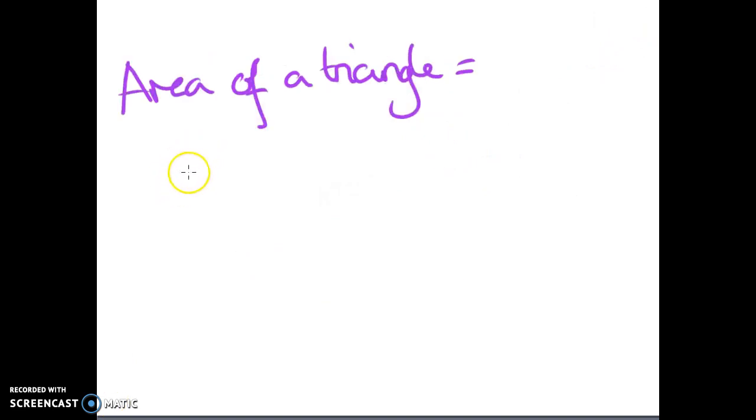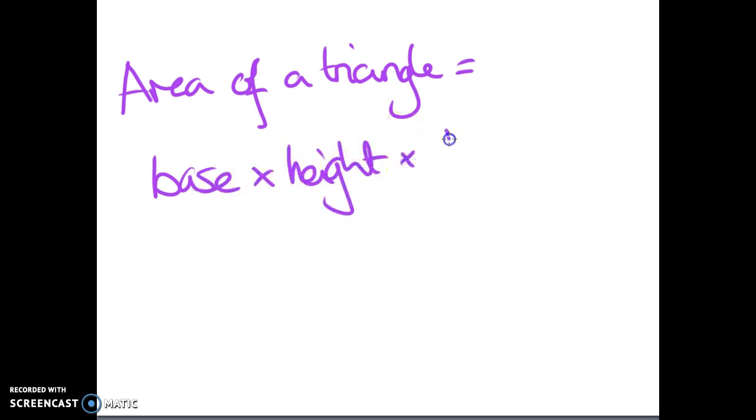So the formula we need to remember to calculate the area of a triangle is we need to do the base of the triangle times by the height times by a half. So times by the half is the same as dividing it by 2. So we just half it. Thing we have to remember though is that the base and the height must be perpendicular to each other. So they must meet at right angles.